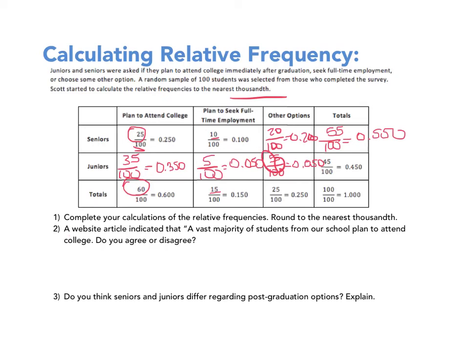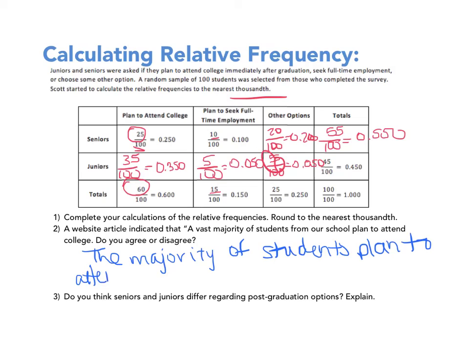Now, a website article indicated a vast majority of students from our school plan to attend college. Do you agree? So I'm looking at the plan to attend college and the total students who plan to attend college. While only 100 responded and 60 of the responders plan to attend college, I wouldn't say that's the vast majority, but it is the majority. So the majority of students plan to attend college. And you can be more detailed with your responses when you're doing your work in class tomorrow.